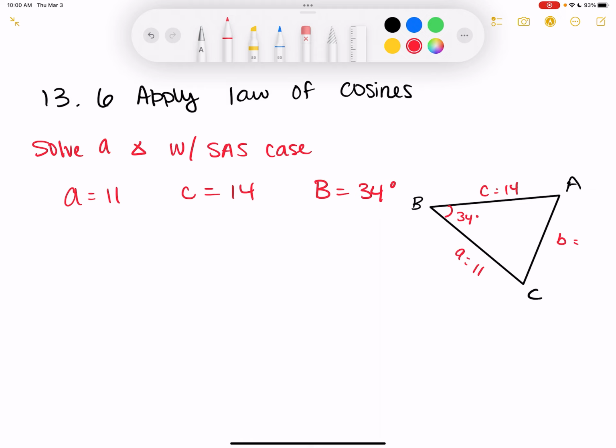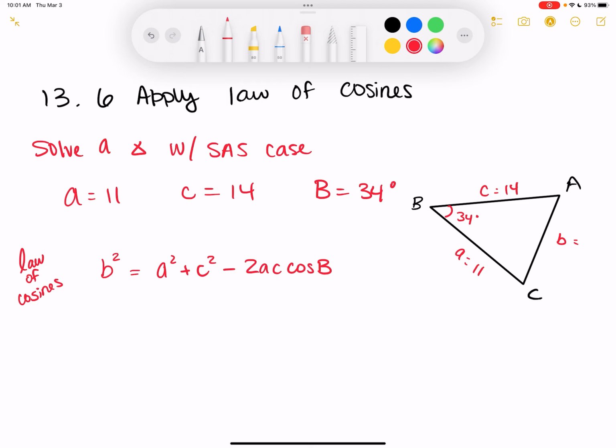So first I'm going to use the law of cosines. You end up using the law of sines with these problems as well, so don't forget those. Which formula accounts for the piece that I am currently missing? It's the second one: b squared equals a squared plus c squared minus 2ac cosine of B.